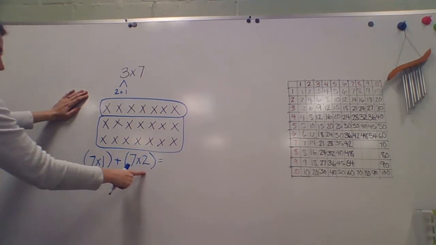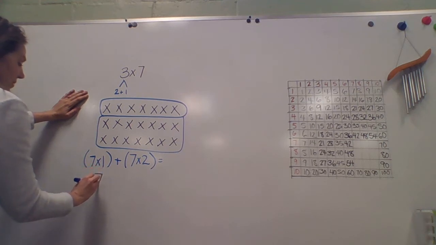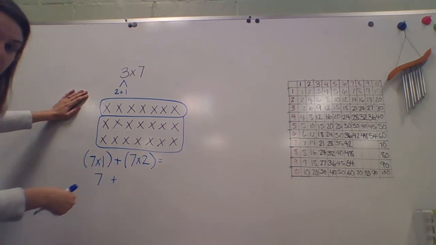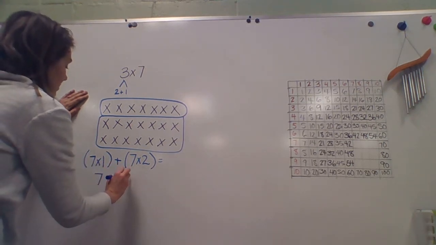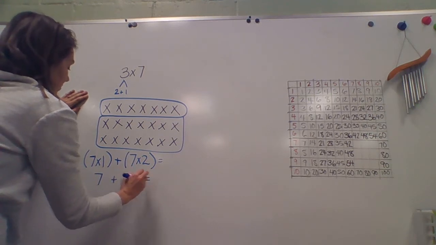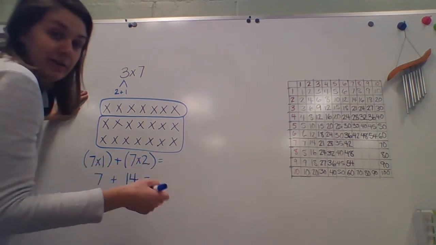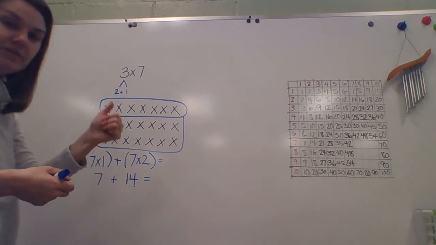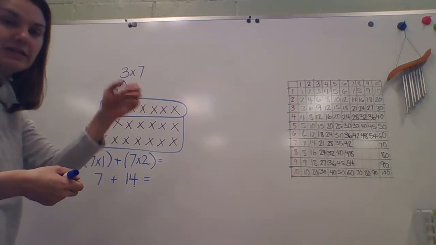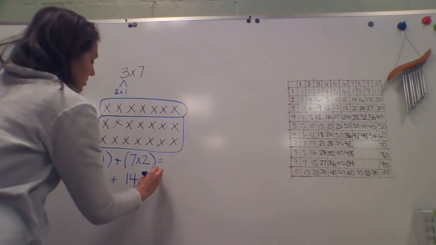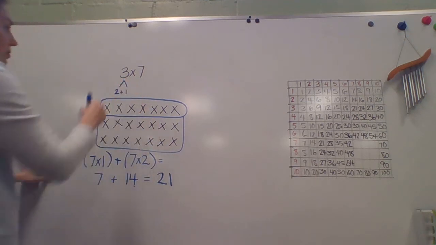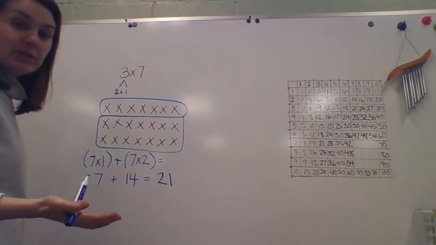Now I'm going to find my partial product. 7 times 1 is 7. I'm going to add that to 7 2 times, or double 7, which would be 14. And then I'm going to add on to go ahead and find my total answer. So 14, 15, 16, 17, 18, 19, 20, 21. So 3 times 7 would be 21.